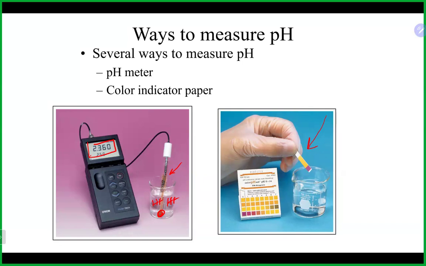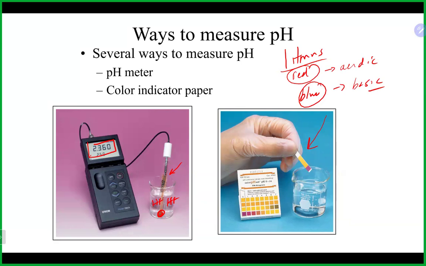Obviously, as we also talked about, litmus paper, which does not give you the pH, but again, will tell you if it's an acidic or basic type of solution. And again, if litmus paper turns red or stays red, it usually is acidic. And if it turns blue or stays blue, it is basic. So that's another way, again, not getting the pH, but allowing you to know whether or not your solution is acidic, basic, or neutral.